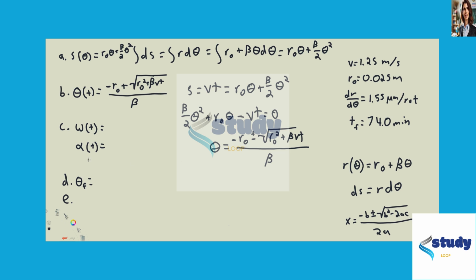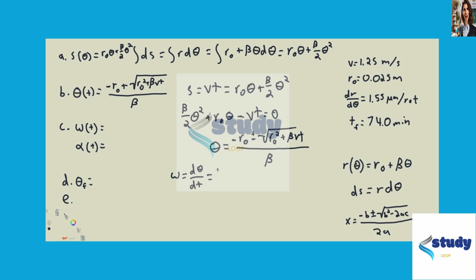Okay, next we have to find the angular velocity and the angular acceleration with respect to time. And we know, of course, that omega is equal to d theta dt. So we're just going to take the derivative of this with respect to time. So first we're going to take the derivative of minus r naught over beta. That's just a constant, so that'll be 0. So we can just focus on the rest of this.